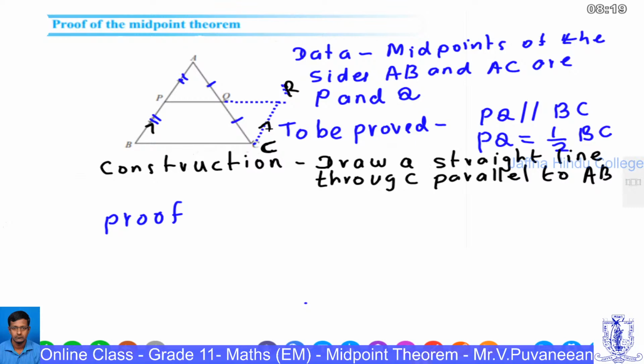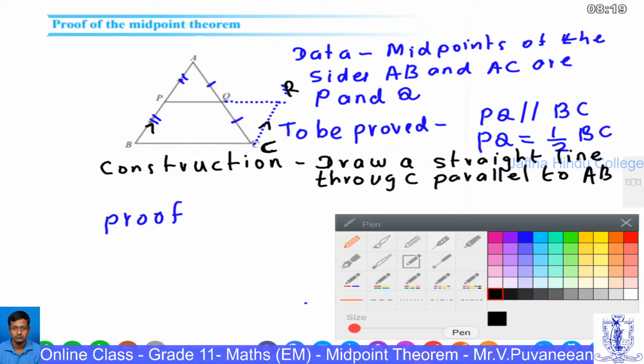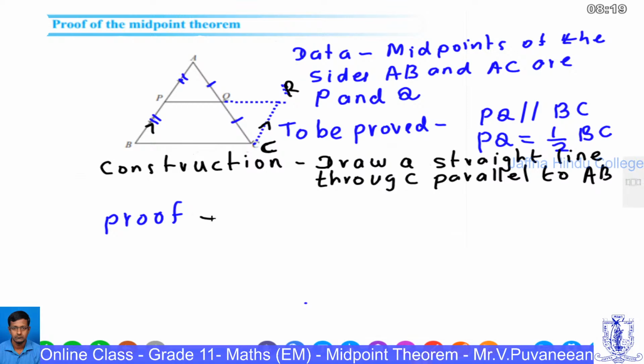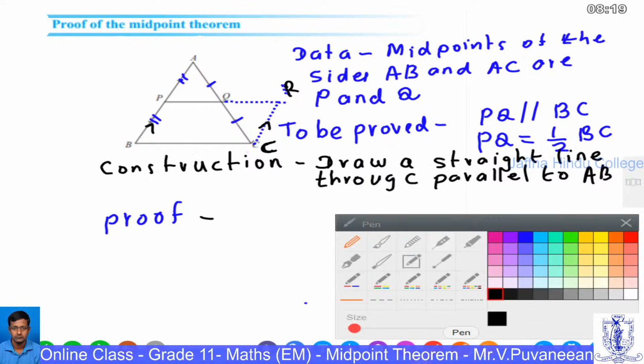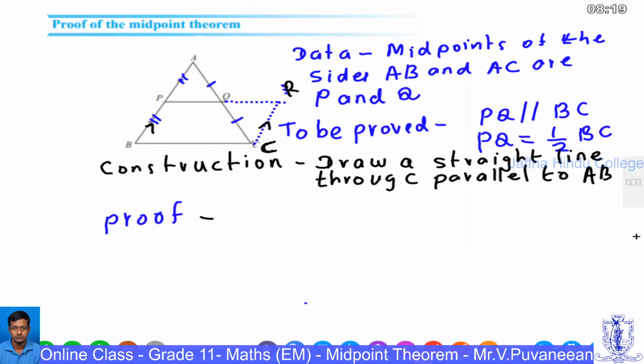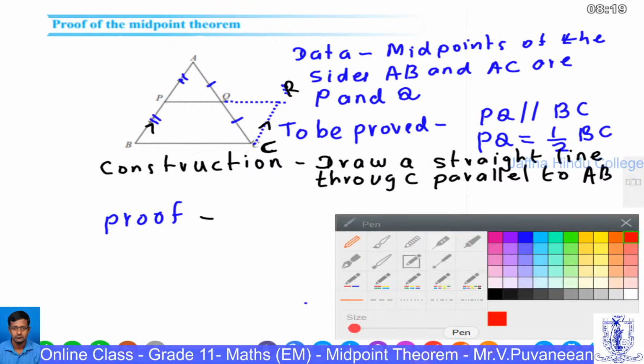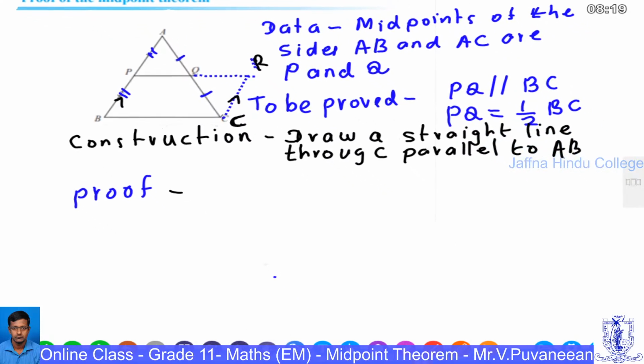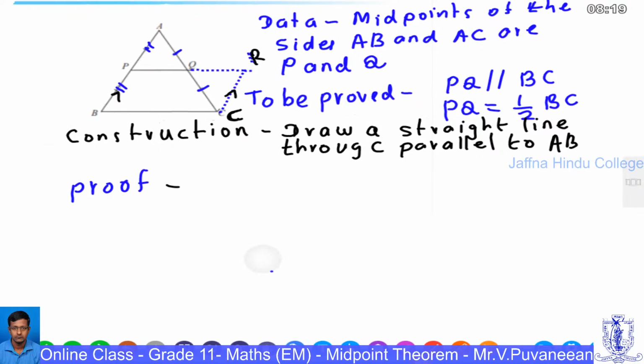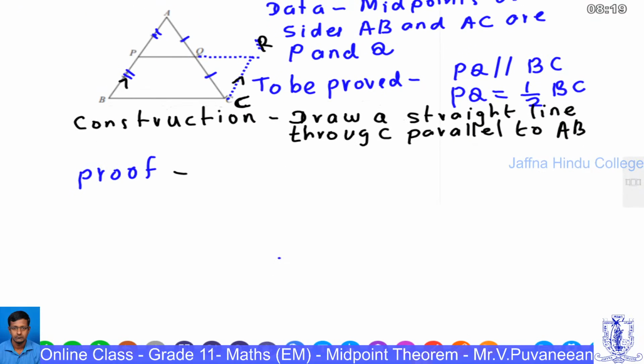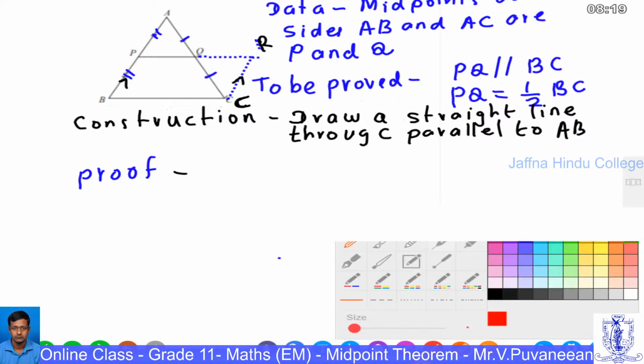So first I am going to prove triangle APQ is congruent to triangle QCR.